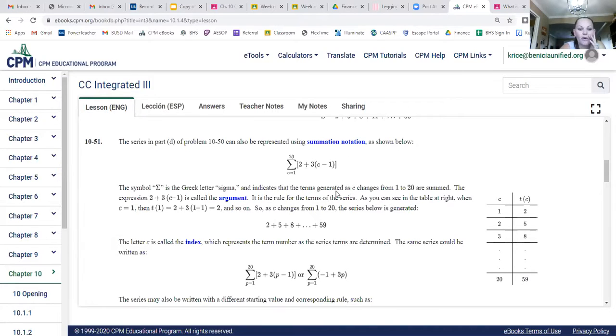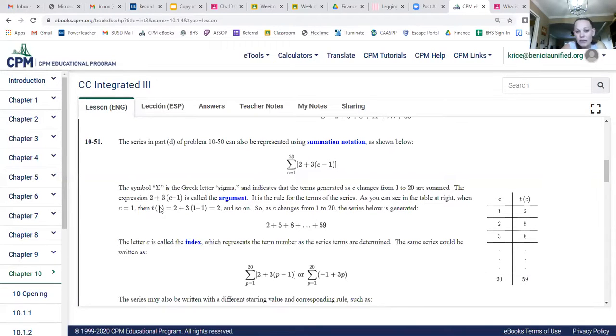As you can see in the table at right, when C equals 1, then T of 1 is 2 plus 3 times 1 minus 1. So if we plug in 1 here, 1 minus 1 in this parentheses becomes 0. So 3 times 0 is 0, plus 2 is 2. So the first term is 2. The second term is 5. The third term is 8. All the way down, and the 20th term is 59.